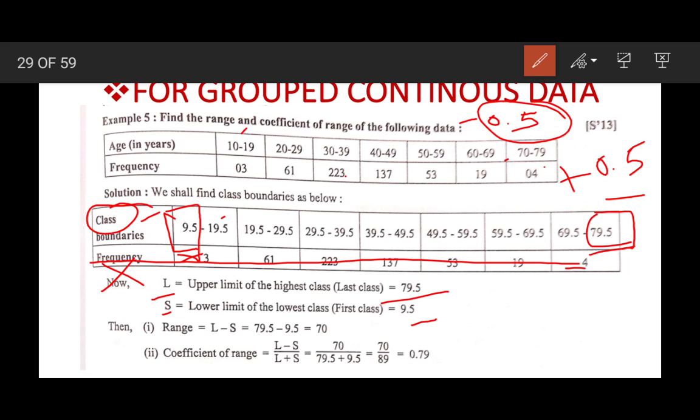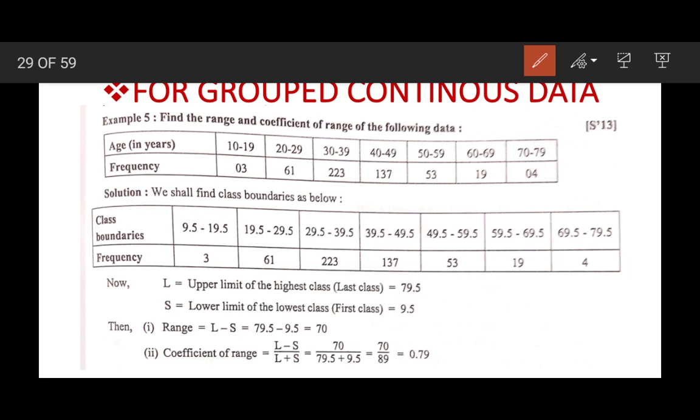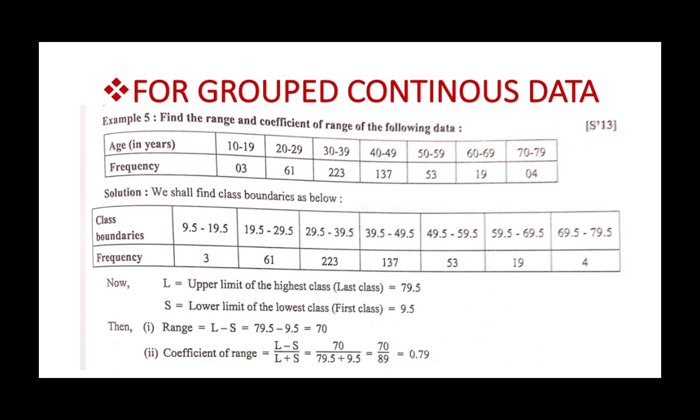Now we will calculate the range by using the formula L minus S. So 79.5 minus 9.5, so 70. Then coefficient of range is (L minus S) upon (L plus S), which is equal to 0.79. So with this we can calculate the range and coefficient of range for grouped continuous data.